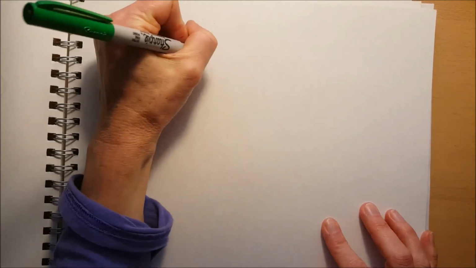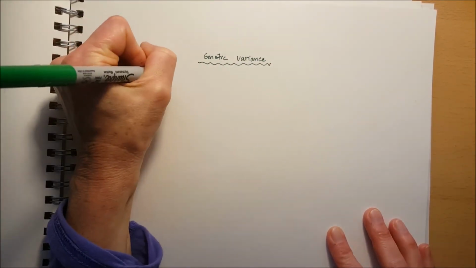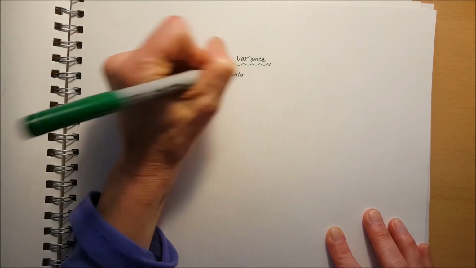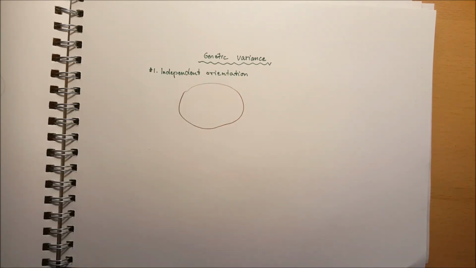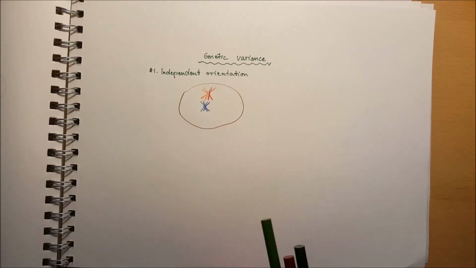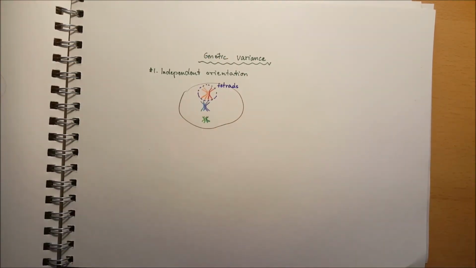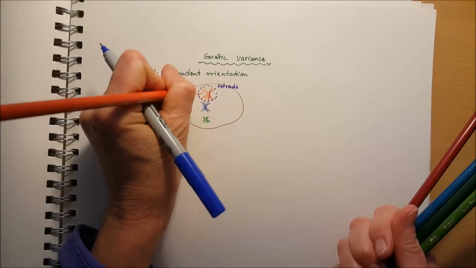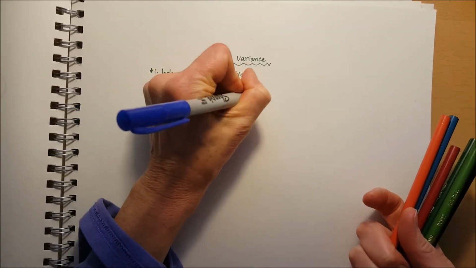And the last page, the genetic variants: why we have such a variety during sexual reproduction. The key is in meiosis as well as fertilization. The first one is independent orientation. When we have prophase 1 and metaphase 1, these tetrads, the homologous chromosomes can go either way.